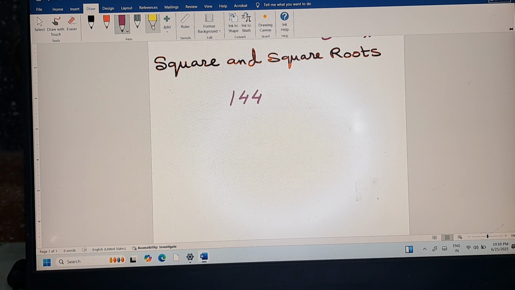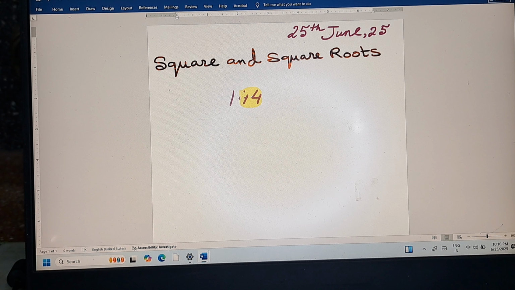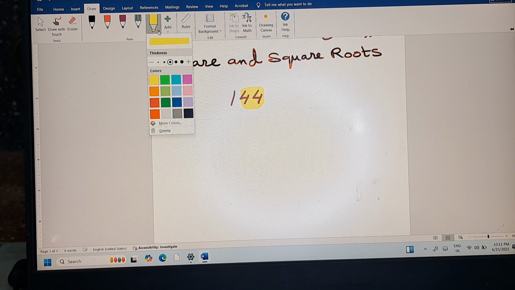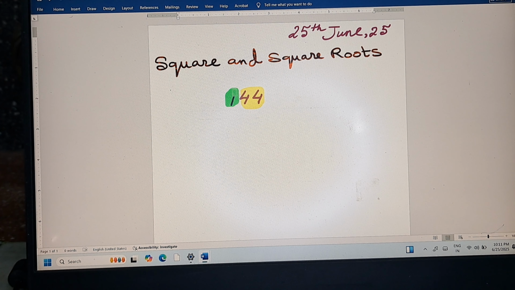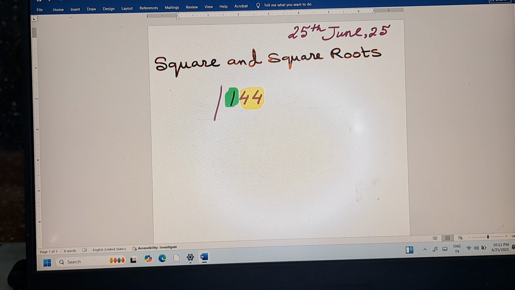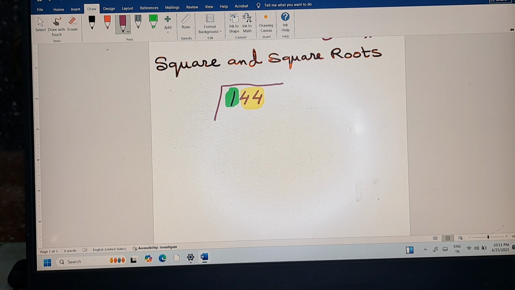Now in this method you have to be very careful. We always have to make pairs of the digits from right towards left. So if I do the pairing of the number 144 from right to left, the first pair will be 44 and 1 will remain as a single number. Now I am going to use the division method to find the square root of 144.